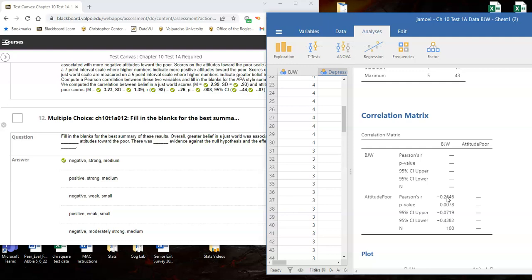So if we square 0.26, you'll get 0.07-ish. So again, that's about a medium effect.